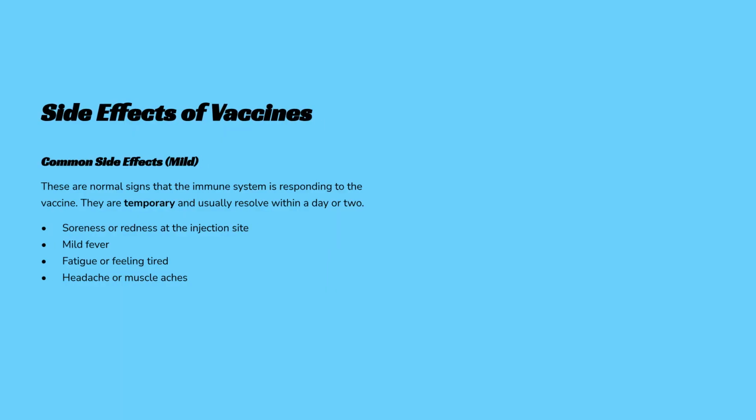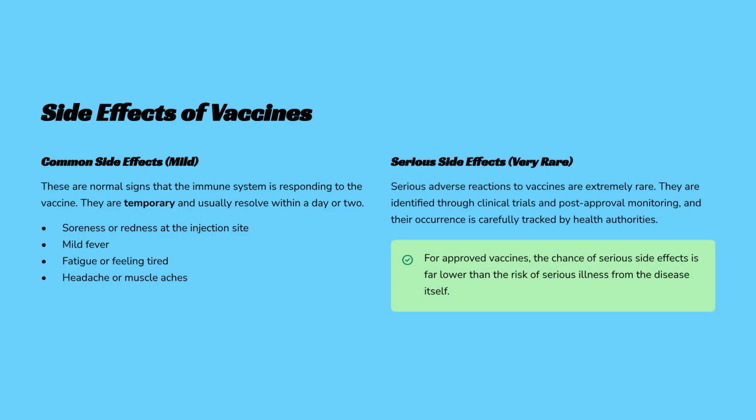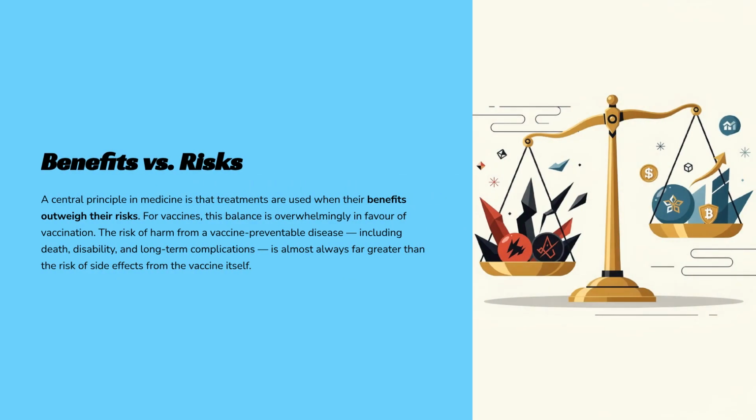Common vaccine side effects like soreness or mild fever are temporary signs that your immune system is responding. Serious adverse reactions are extremely rare and are strictly monitored by health authorities. A central medical principle is that treatments are used when benefits outweigh risks. For vaccines, the risk of harm from preventable diseases is significantly higher than any potential side effect.